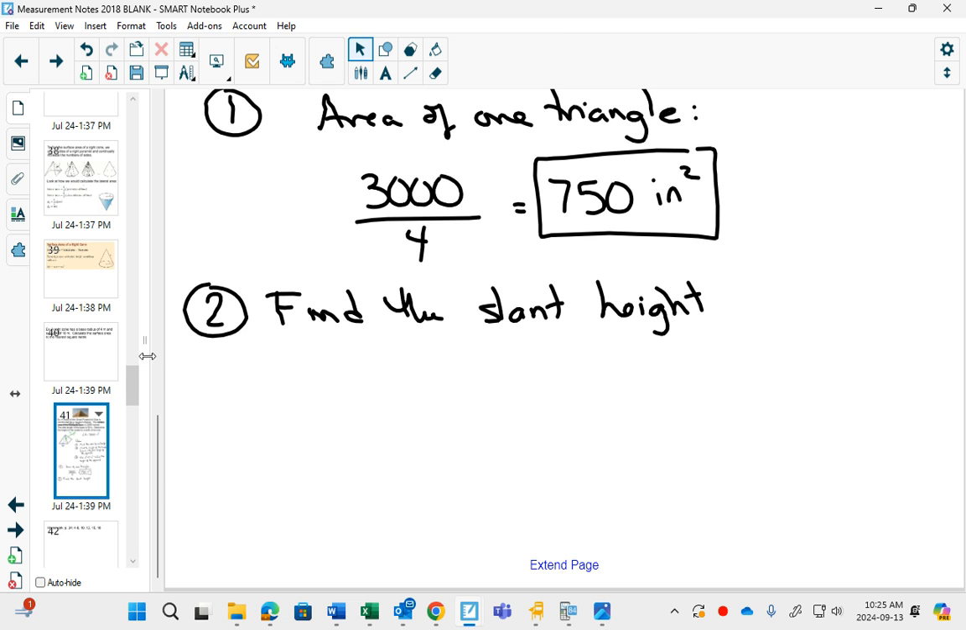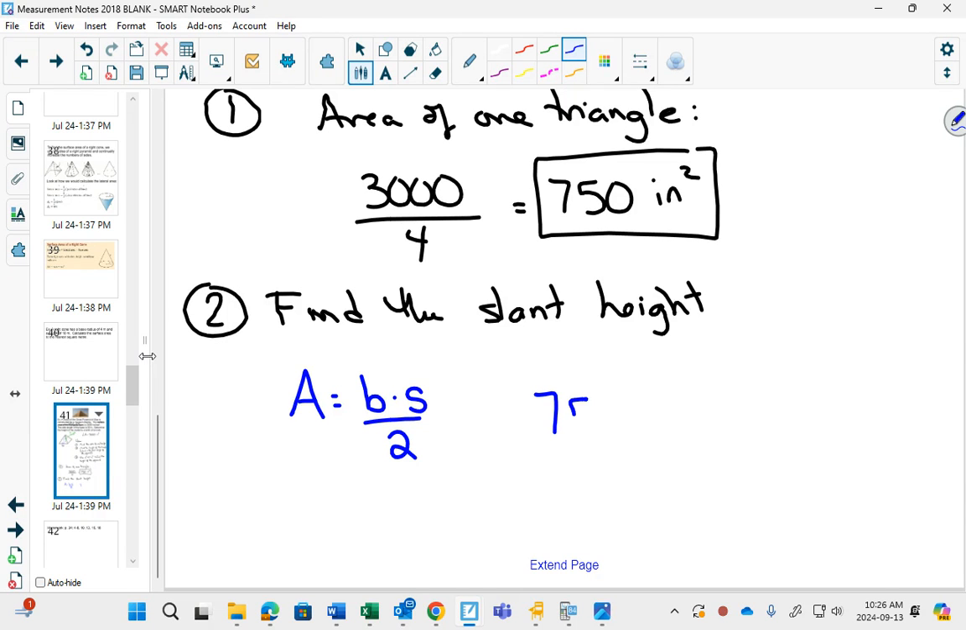Next, we're going to find the slant height. I'm going to switch my color to blue because blue is what I drew my slant height with. If you know the area of a triangle is base times height divided by 2, and maybe I'm going to change this temporarily to an S because it's actually my slant height and not my actual height. We have to be careful sometimes with variables. We labeled H already as the height of our whole pyramid, so it might get us confused if we also use H. Here, I know that the one triangle is 750.